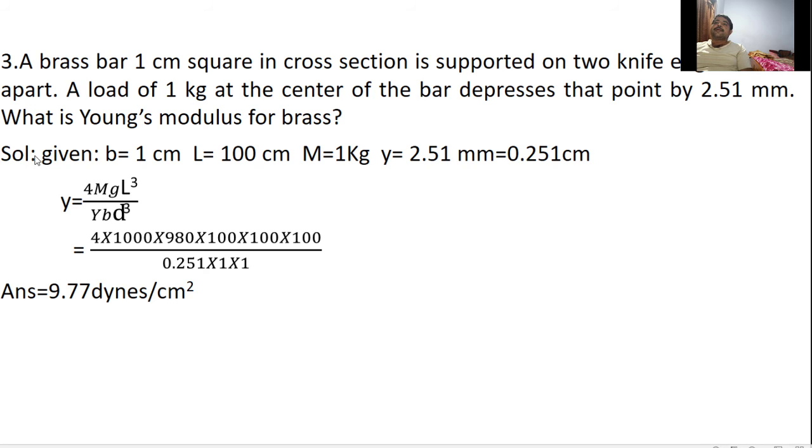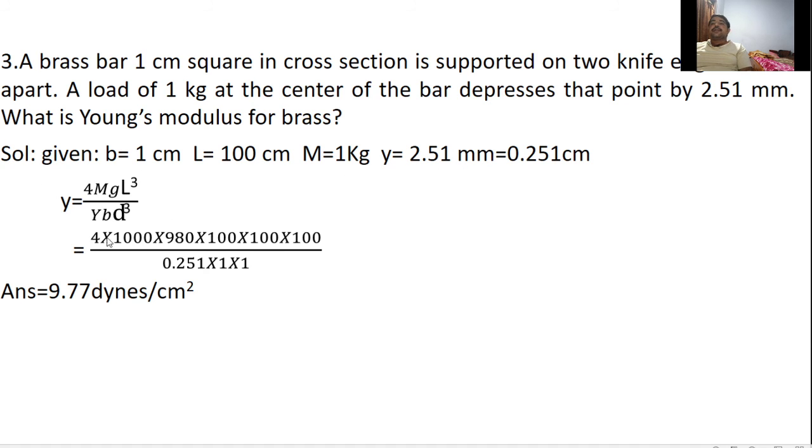So in this problem, some of the data is given, that is B is equal to 1 centimeter. The length of the bar is L equal to 100 centimeter. The mass is given, that is M is equal to 1 kg, and the depression produced by the bar is given, that is Y is equal to 2.51 millimeter.